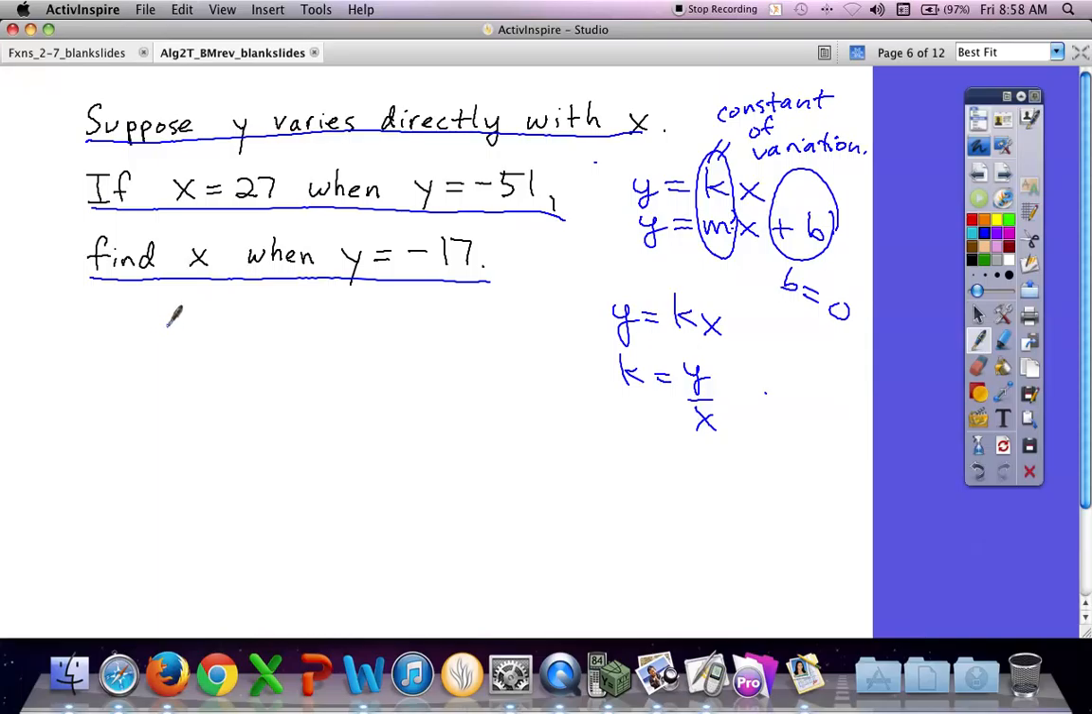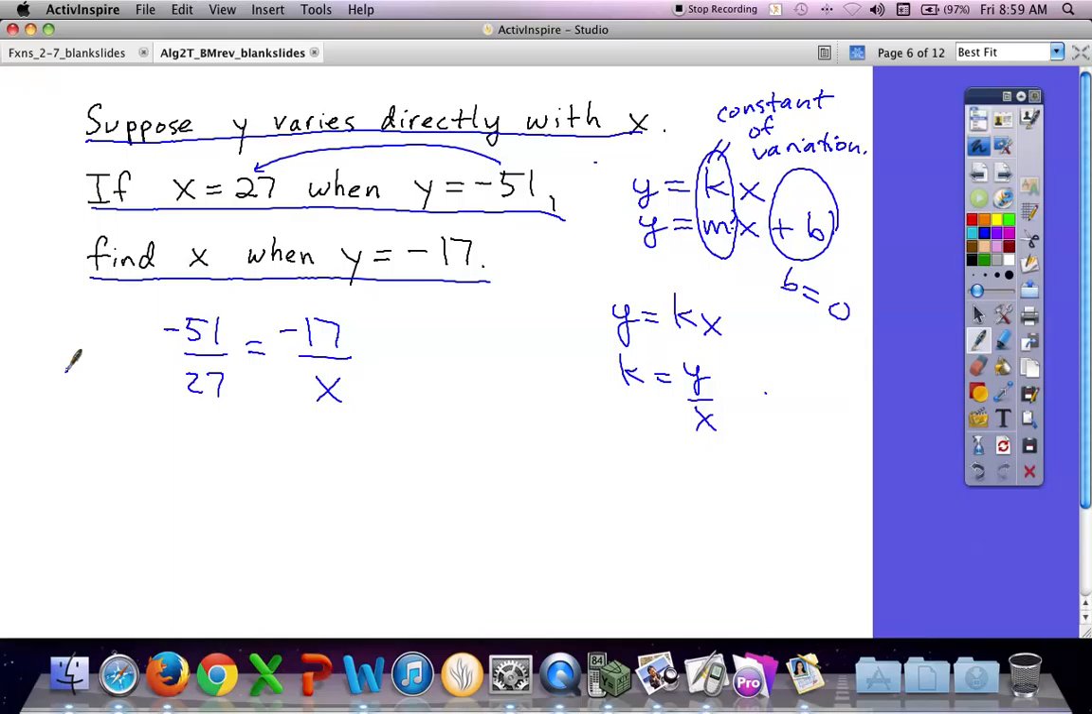Set it up like negative 51 over 27. That's the y divided by x, equals, we want to find x when y is negative 17, negative 17 over x. You can set it up like a proportion like that. And then how do you solve a proportion like that? Do you remember the strategy? Cross multiply. That's when you cross multiply.